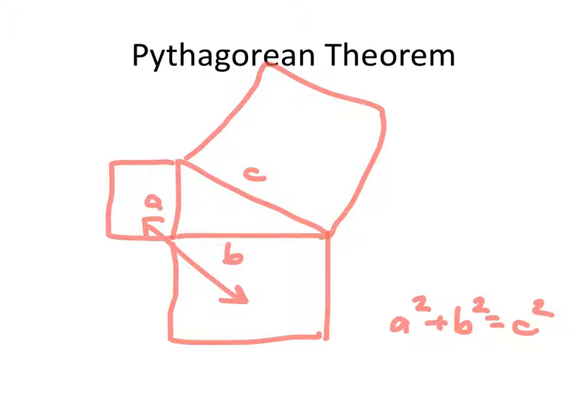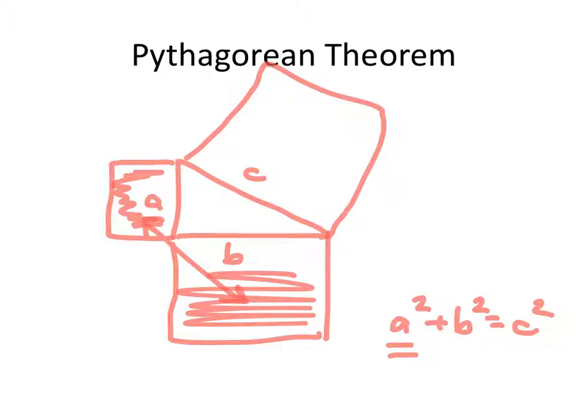So to find this area, we have a squared. To find this area, we have b squared. And if we add those two together, we will get c squared. So if we want to know what c is, we would have to take the square root of c squared. We would find this area and then figure out what times itself would give us that area. And that would be the measure of c.